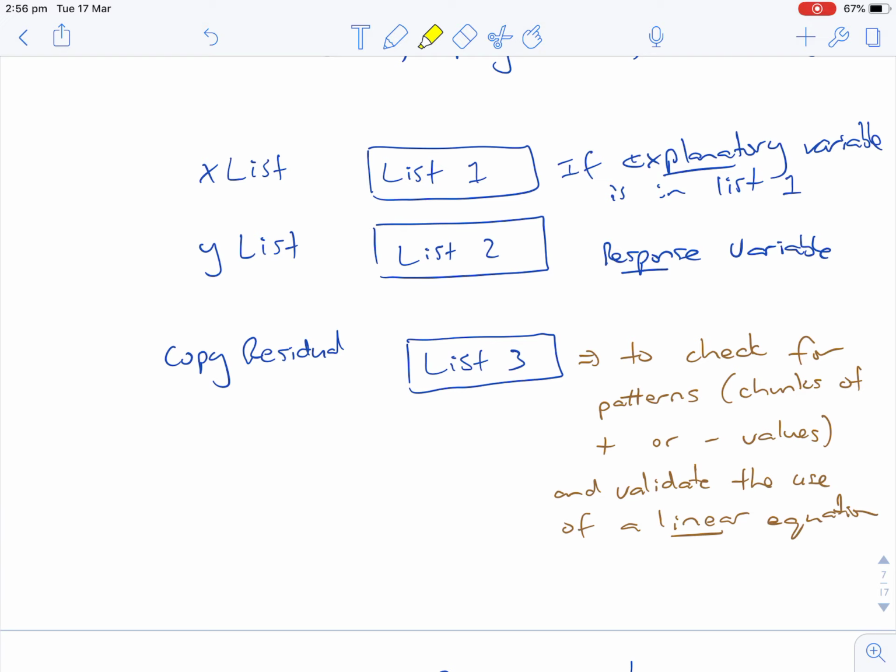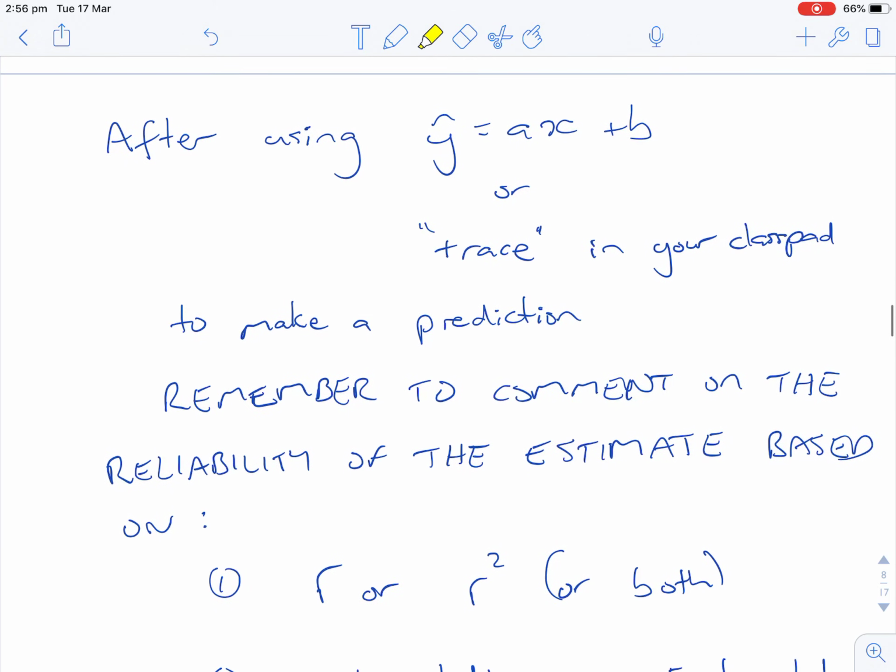Typically, they'll give you the explanatory variable first. So you put that in list 1, put your response variable in list 2, and it's a good habit to go into the copy residual and ask it to pop that into list 3. Because we always need to check the residuals, we'll talk about those in a minute, to make sure that our equation is in fact linear. And if there's a pattern in the residuals, then we're going to say, well, no, it's not linear and we shouldn't be using it. And by pattern in the residuals, we mean chunks of positives or chunks of negatives. It's okay to have a few consecutive positives, a few consecutive negatives. That's not a drama, but you should sort of move between positives and negatives, not just have massive chunks of them. And we'll show you a couple of graphs to explain that a bit more.